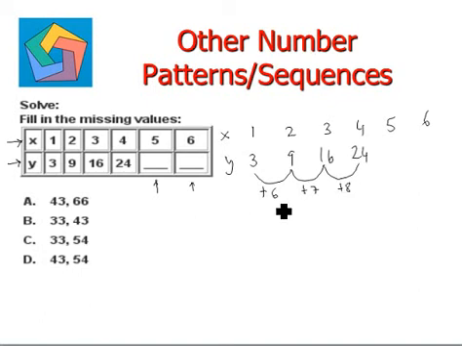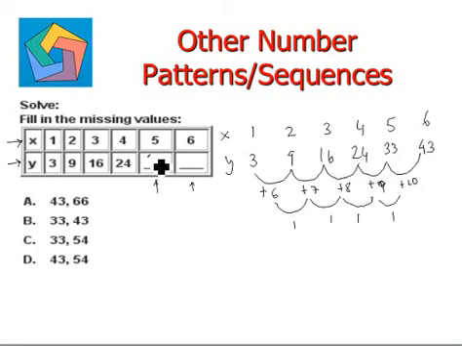Now here the common difference is 1 every time. So that means to get the next number in the series, I will have to add 9 to 24. 24 plus 9 is 33. So again, common difference is 1. Now to get the next number, I have to add 10 to 33. So plus 10 makes it 43. Again, the common difference is 1. Therefore, the missing values are 33 and 43, which can be seen in option B.